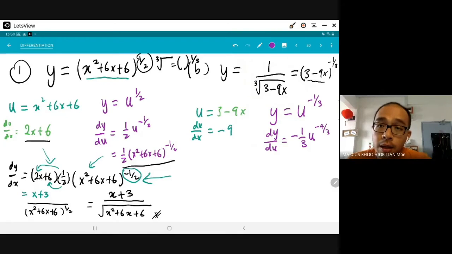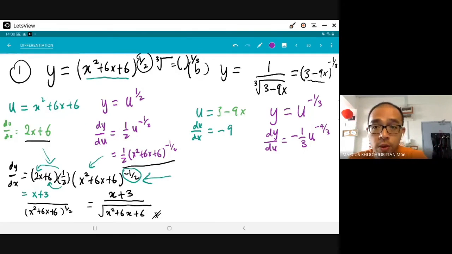How did I get negative 4 over 3? Very simple. I just use the calculator, negative 1 over 3 minus 1. And the answer is negative 4 over 3, unless your calculator rosak lah. Okay, but no lah, cannot be. Everybody's calculator should be working.